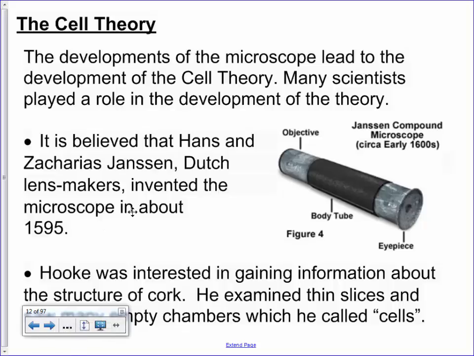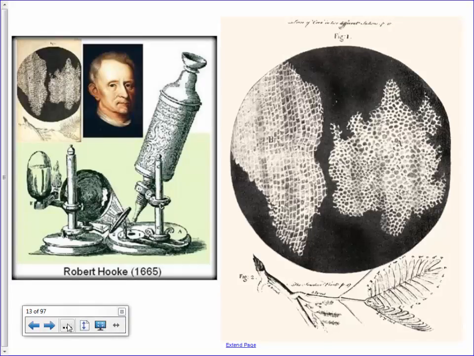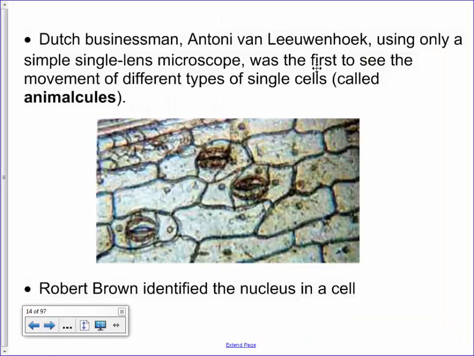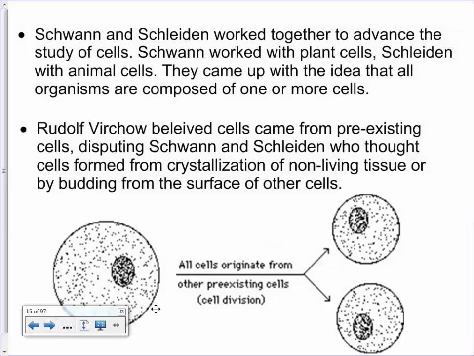So the Jensens made the first microscope. Hooke noticed cells in cork. Van Leeuwenhoek saw bacteria in animalcules, saw little things dancing under the microscope, called them animals, basically. Brown found the nucleus. Schwann and Schleiden, one worked with plants, one with animals. They both recognized that everything that's living has cells, and they all have a nucleus. Virchow came up with the idea that life creates life. Cells make other cells.